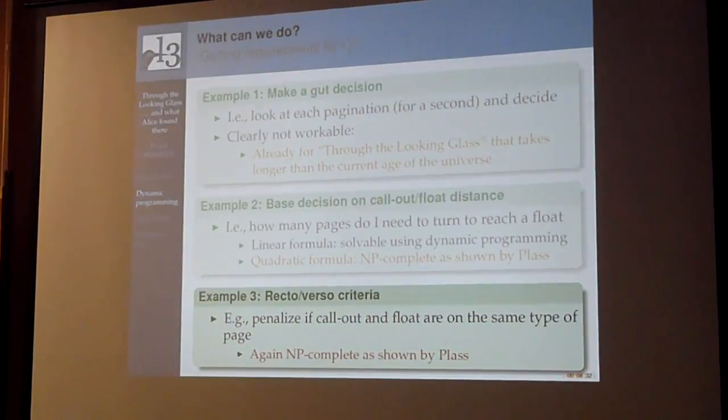If we say a pagination is good if the call-out is on the same kind of page as the figure. So for example, if the call-out is on the right-hand page, then the figure also has to be on the right-hand page. Then we say it's 0 cost. But if one is on the left-hand page and the other one is on the right-hand page, then we say it has a cost of 1. And we sum this up. If we do this, the problem becomes unsolvable.